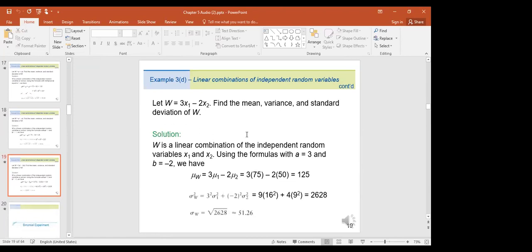Let's look at the third one. W equals 3x1 minus 2x2. Find the mean, variance, and standard deviation. The mean is 3 times the mean of 1, minus 2 times the mean of 2. That is 125. And the variance is 3 squared times the variance of the first one, plus (-2) squared times the variance of the second one. That's how we get 2628, and taking the square root to get the standard deviation, 51.26.